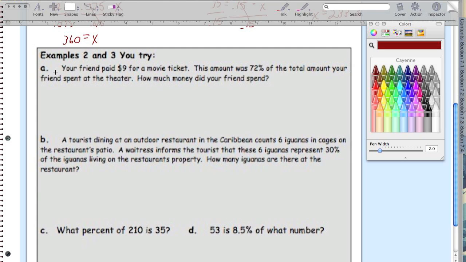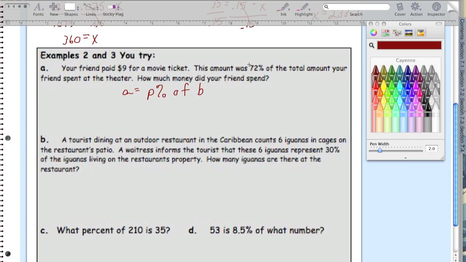We'll keep going. Your friend paid $9 for a movie ticket. This amount was 72% of the total amount your friend spent at the theater. How much money did your friend spend? So here, it's not as easy to do the translation as we did with the kind of setup like this. So what we're going to do is keep in mind our formula, A equals P percent of B, remembering that percentage and base, P and B, peanut butter, stay together.